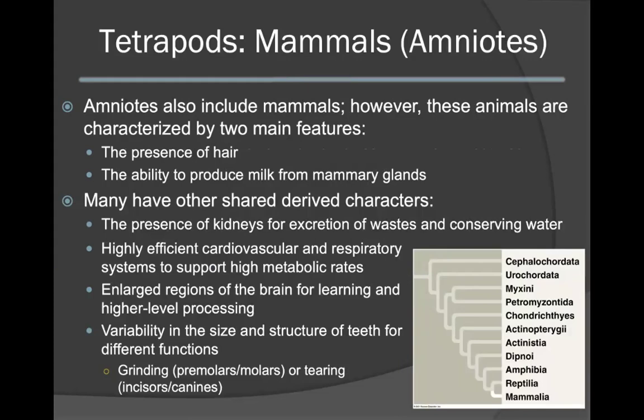Mammals are typically characterized by the presence of hair as well as the ability to produce milk from mammary glands. Mammals also share many derived characters such as the presence of kidneys for waste excretion, highly efficient cardiovascular and respiratory systems to support a high metabolic rate, enlarged regions of the brain for learning and higher-level processing, and they also show variability in both the size and structure of teeth.